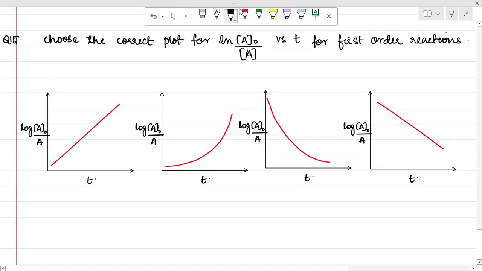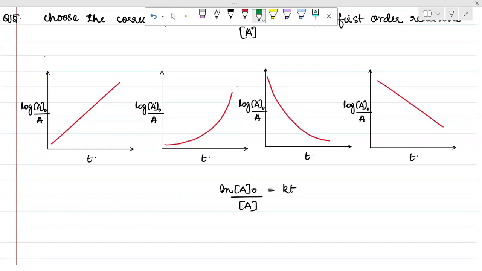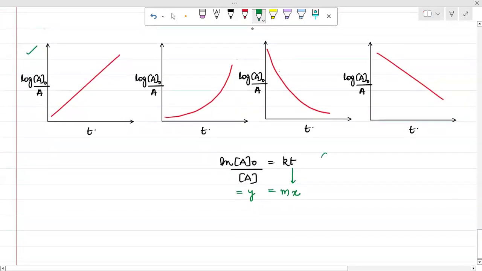We have been writing this for a while, that ln A0 by A is equal to KT. So we have A0 by A along Y, and you have T along X. Okay, so this is of the form Y is equal to mx. Slope is positive. It is a linear trend. So correct one is option A. Okay, for this, it's option A. Easy.